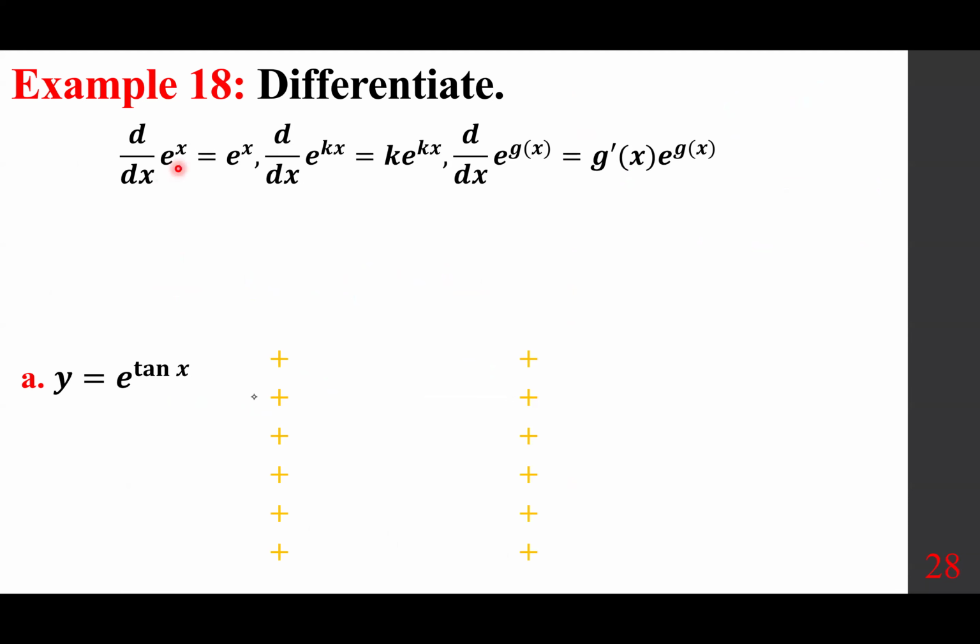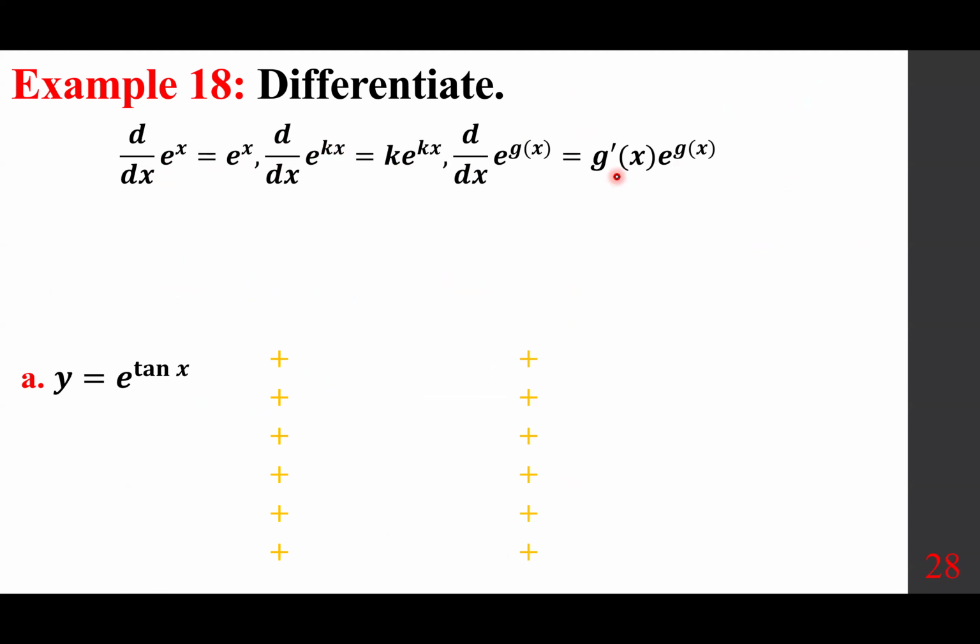All right, we want to differentiate y equals e to the power of tan x. And again, reminding everybody, the derivative of e to the power of x is itself. The derivative of e to the power of kx is itself times k, because the derivative of kx is k. And the derivative of e to the power of g of x is itself times g prime.